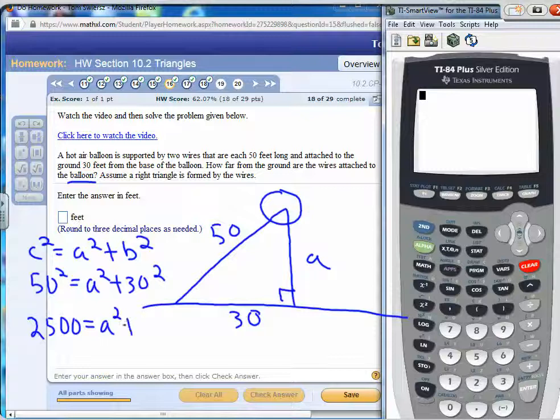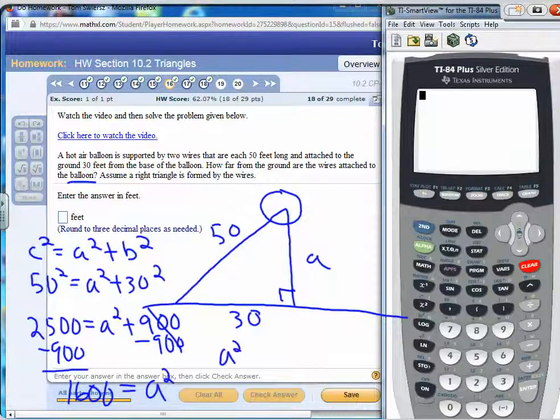Equals a squared plus 30 times 30. 30 squared is 900, so we're going to subtract 900 from both sides. 2,500 minus 900 is going to be 1,600. The 900s cancel, equals a squared. So then we're going to go ahead and take the square root of both sides.